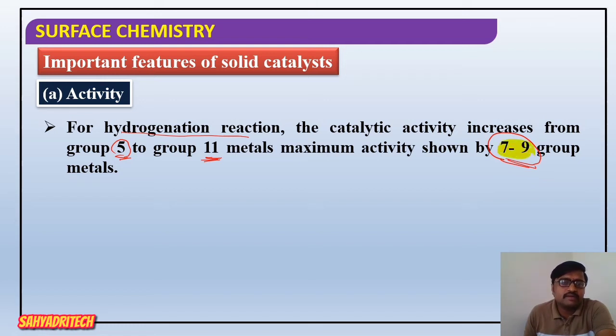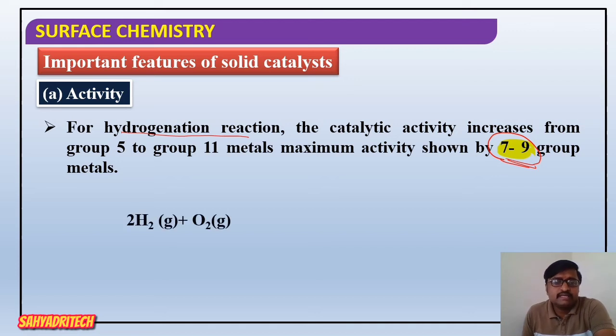Then for hydrogenation reaction, the catalytic activity increases from group 5 to group 11, and the maximum is shown by group 7 to 9 metals. Okay, well, the reaction equation, if I consider 2H2 plus O2 gives rise to 2H2O liquid, a hydrogenation reaction. So here platinum is used as a catalyst, so it is a heterogeneous catalysis.